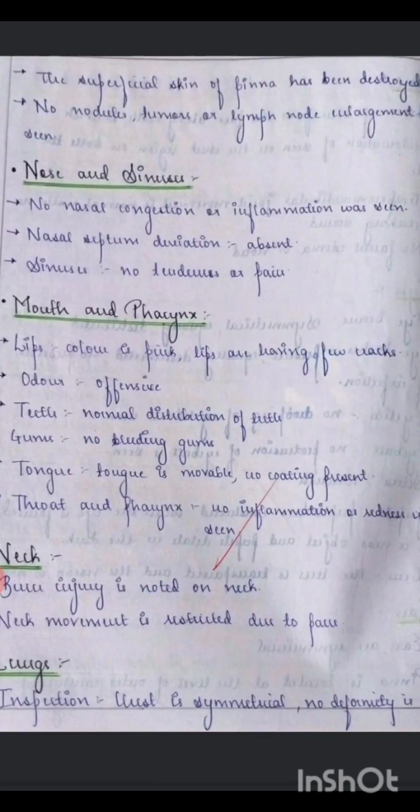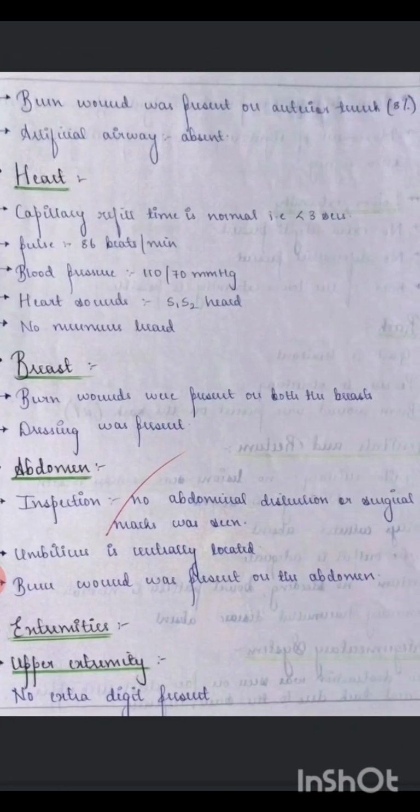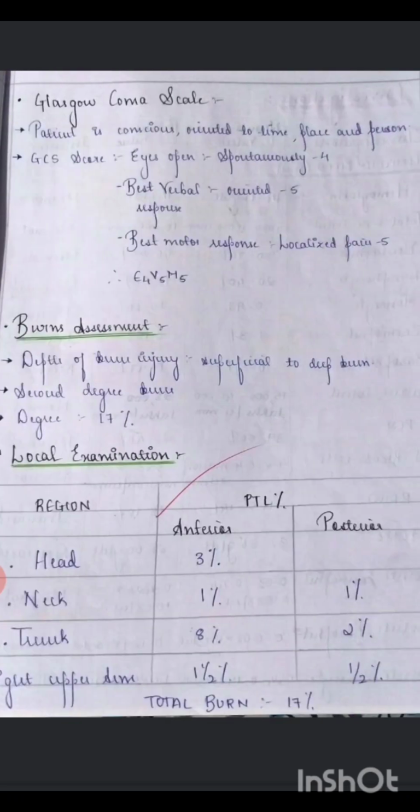And ears, you all have to mention nose and sinuses, mouth and pharynx, neck, lungs. So you all can go through this. Okay, heart, then breast, then abdomen, extremities, lower extremities, back, genitals, integumentary. Okay, now in burns, when you all are doing physical examination, mentioning GCS score is also very important, so it will also come.